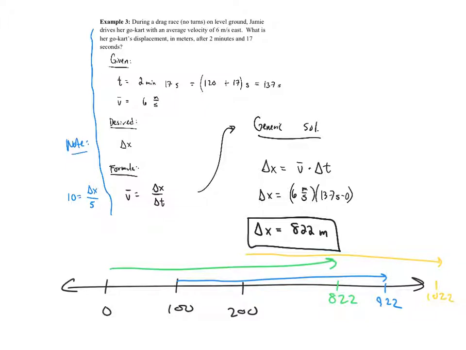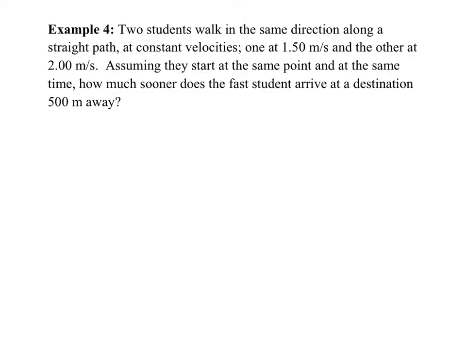All right. Can we go to example 4? Yeah, let's keep moving. So example 4 says the following: two students walk in the same direction along a straight path at constant velocities. This whole section is going to be these kind of problems.